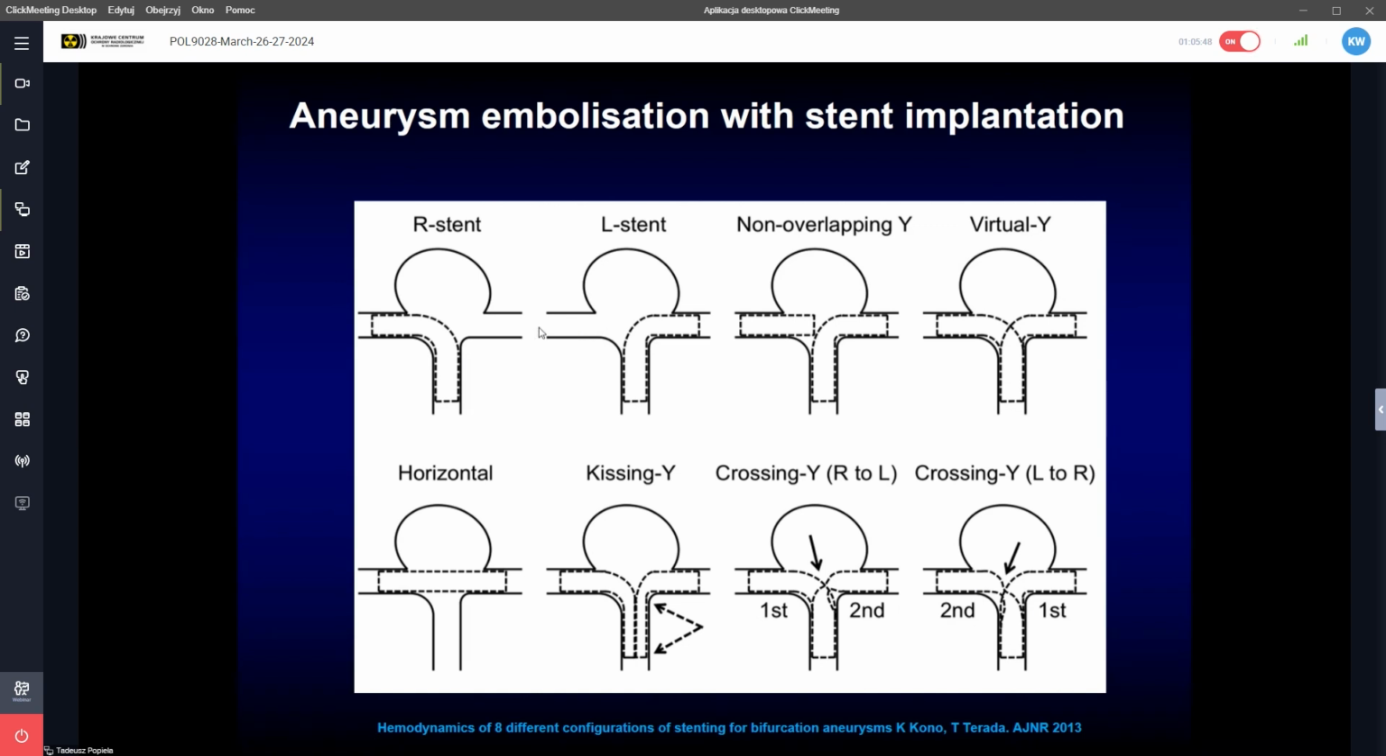This is a technique we call balloon angioplasty of the aneurysm neck. The second method is for when the neck is really wide, even wider than the biggest diameter of the aneurysm; then the balloon is not the best way. We must use a stent, and as you can see here, depending on the situation and the anatomy of the aneurysm, we can use one stent or two stents, a combination of two stents.